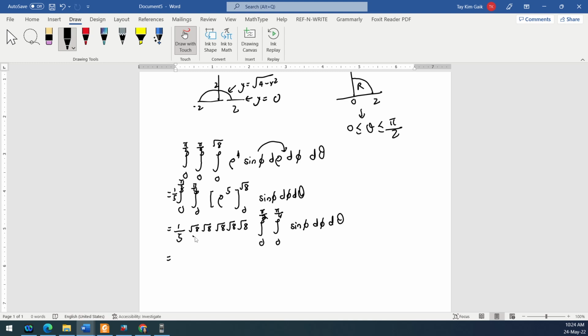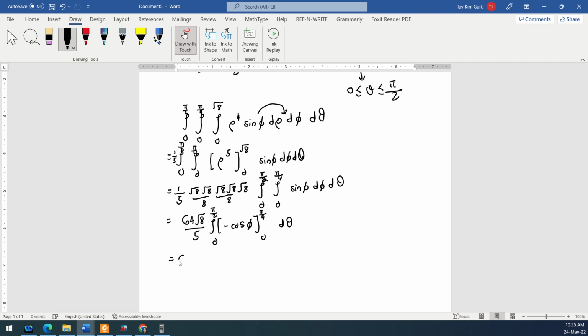So root 8 times root 8, you have 8. This is 8 times 8, so 64. You got 64 root 8 over 5. Integrate sin phi, you have negative cos phi. The limit for phi is 0 to pi over 4. So you left the d theta.